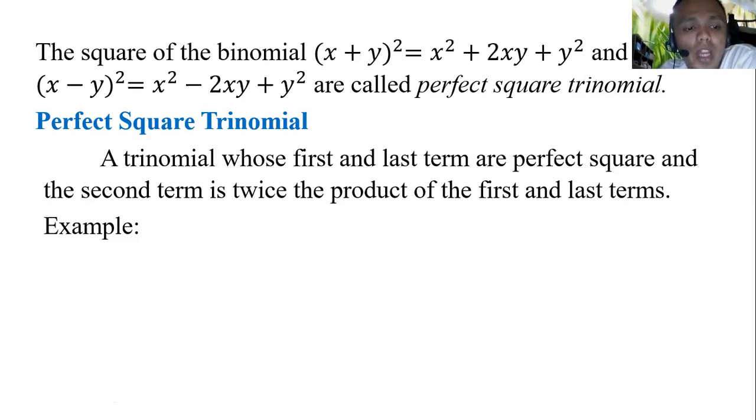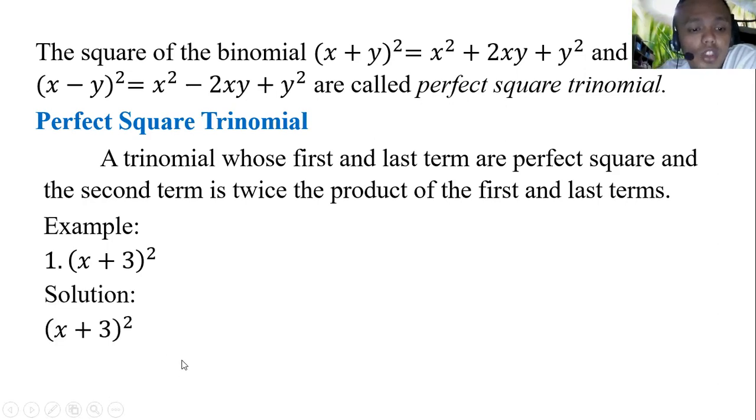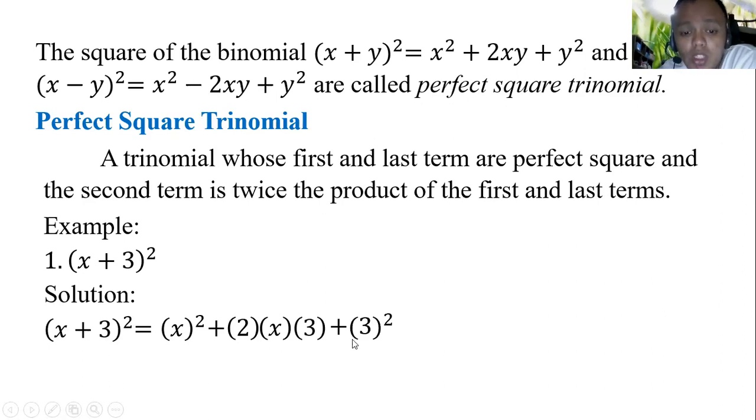Now, example here, we have x plus 3 squared. What should we do first here? I-square muna natin yung first term. Ito, yung first term natin, we have x raised to 2. And then for the second term, i-multiply natin itong 2x at saka 3. 2 times x times 3. And then for last term, we have 3 squared. I-square natin yung 3. Then simplify. x raised to 2 is x squared. Then 2 times x times 3 is 6x. Then 3 squared is 9. So ito yung magiging product niya: x squared plus 6x plus 9.